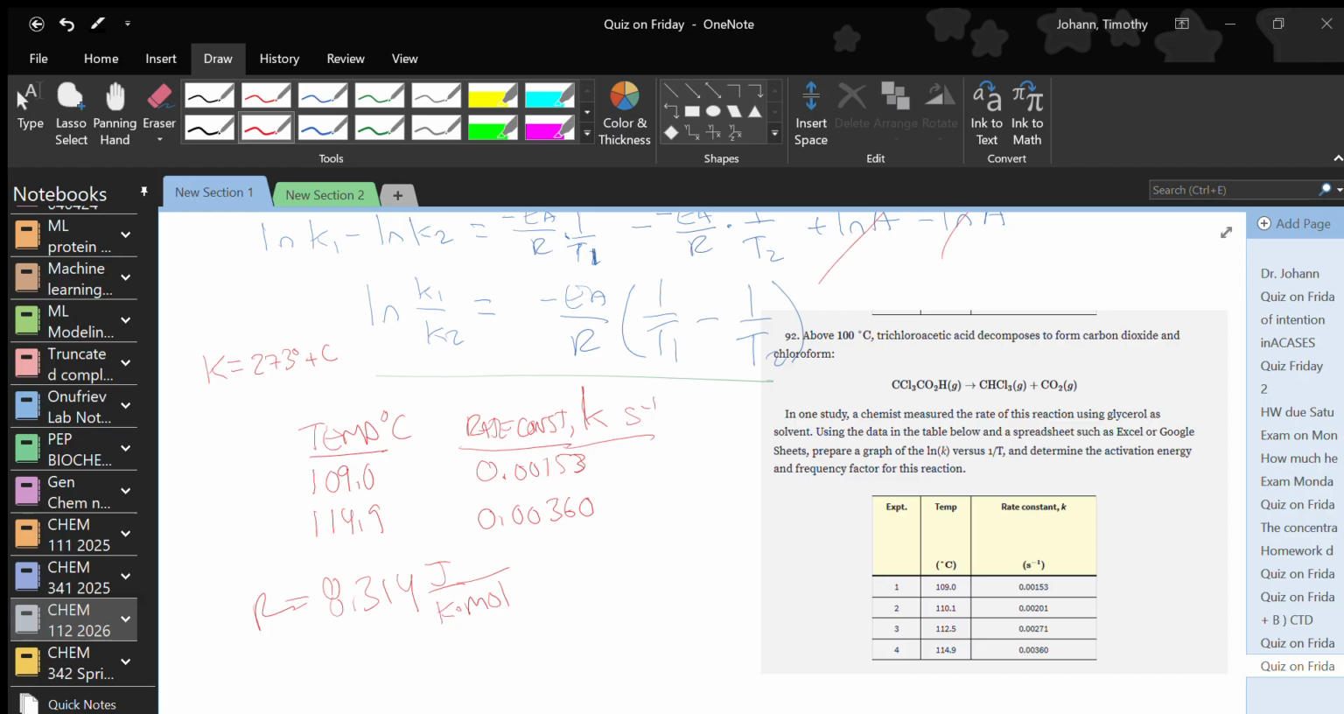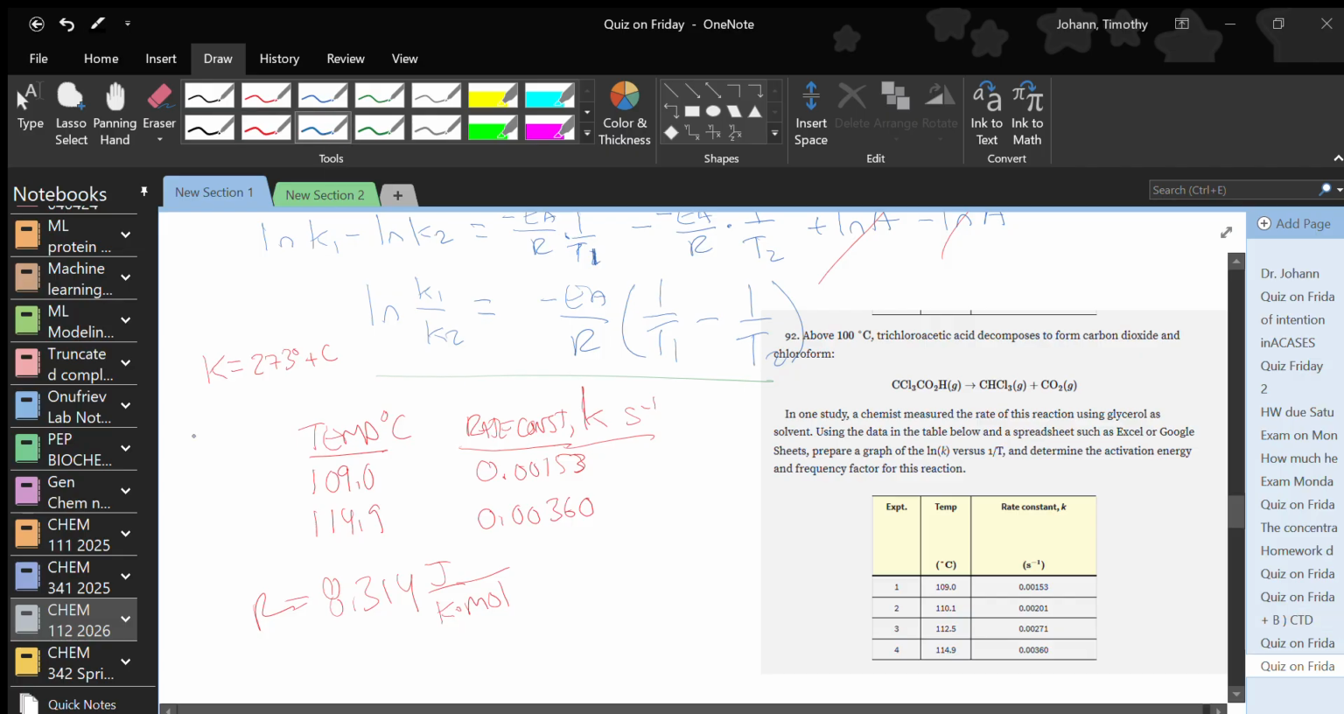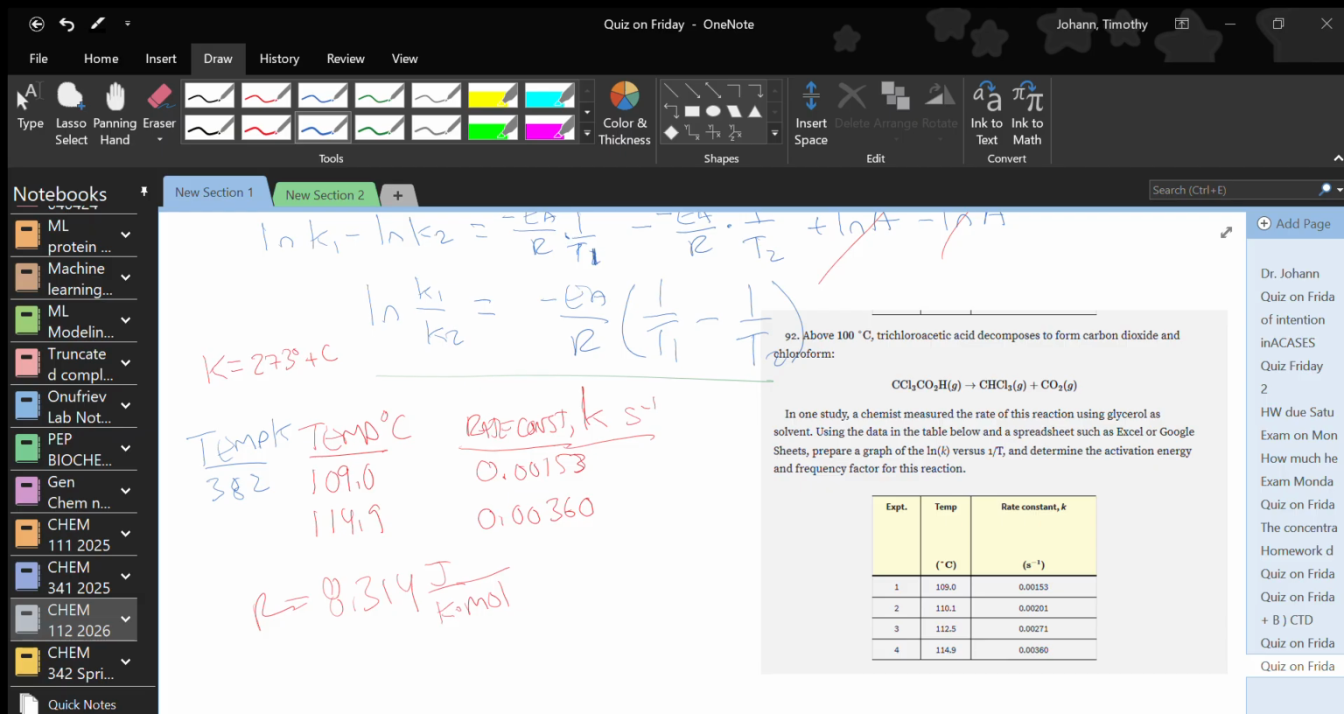Okay, let's go ahead and work this one. So what I've got is I've got to get these temperatures converted, okay, to Kelvin. So I'm going to go ahead and take 109 plus 273. By the way, stop me if you see me make a mistake. This is going to be the temperature in Kelvin. So 382 is what that is, and then I've got 114.9 plus 273. Whoops, I subtracted.